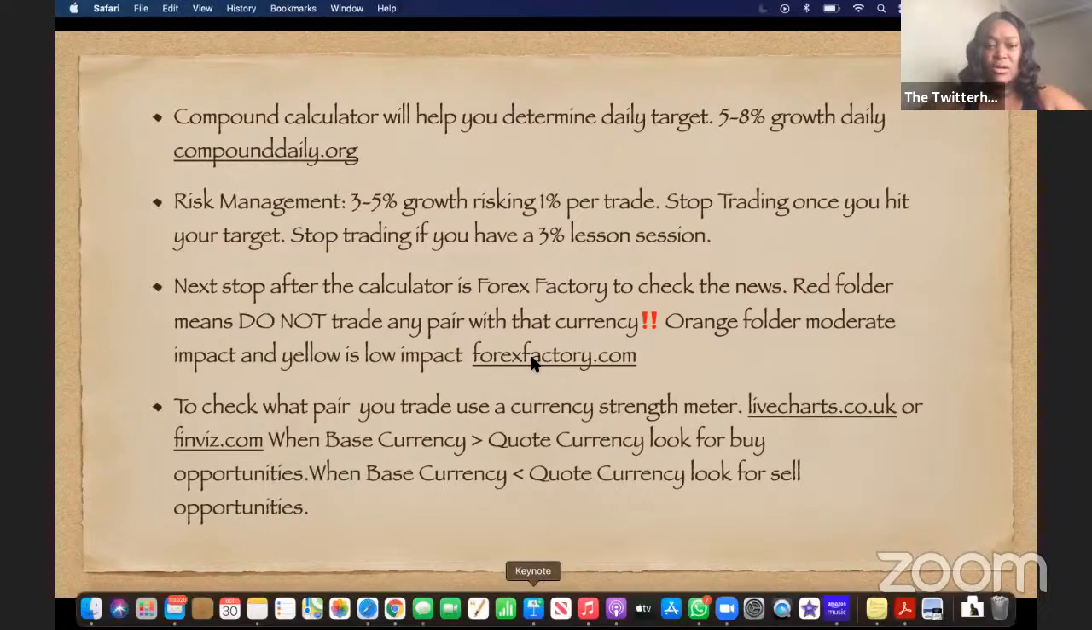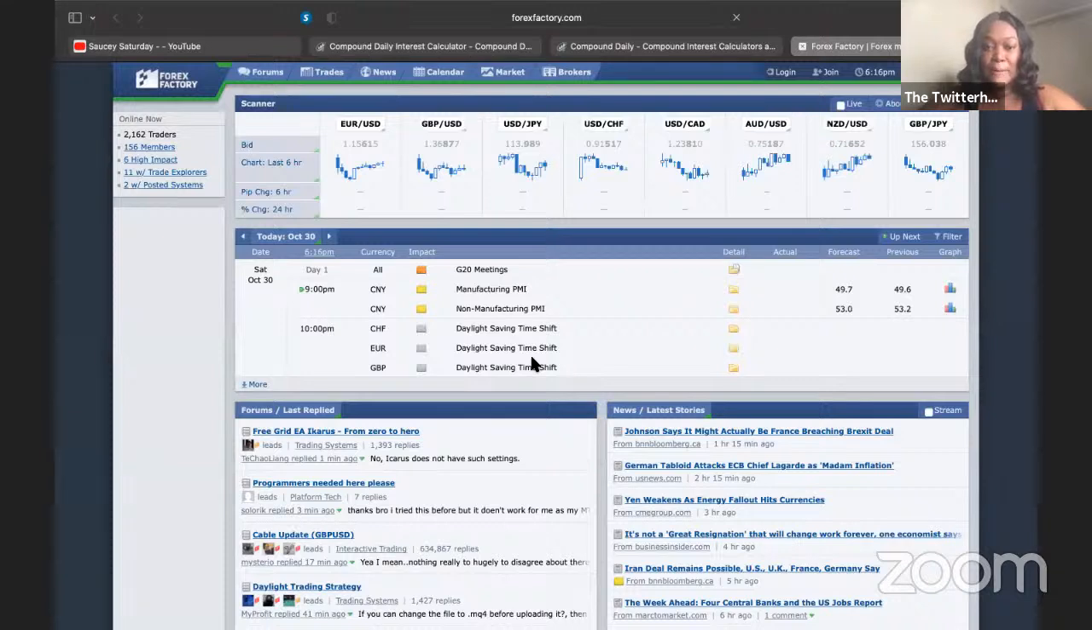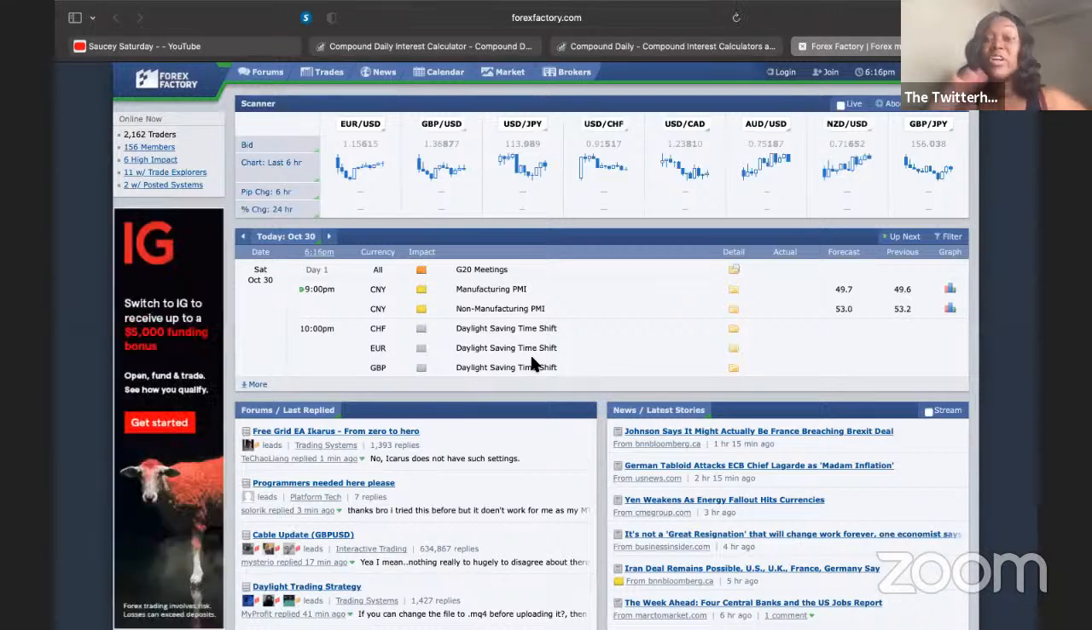Next, we're going to go to the Forex Factory. And here, we're going to figure out what we're going to trade, or what we're not going to trade, I should say, right? So Forex Factory is going to give you the news, and you're going to see folders of different colors. The date is going to be here, what time it is, what currency it is, and the folders are here. And gray folders mean a bank holiday typically, but we see here daylight saving time shift.